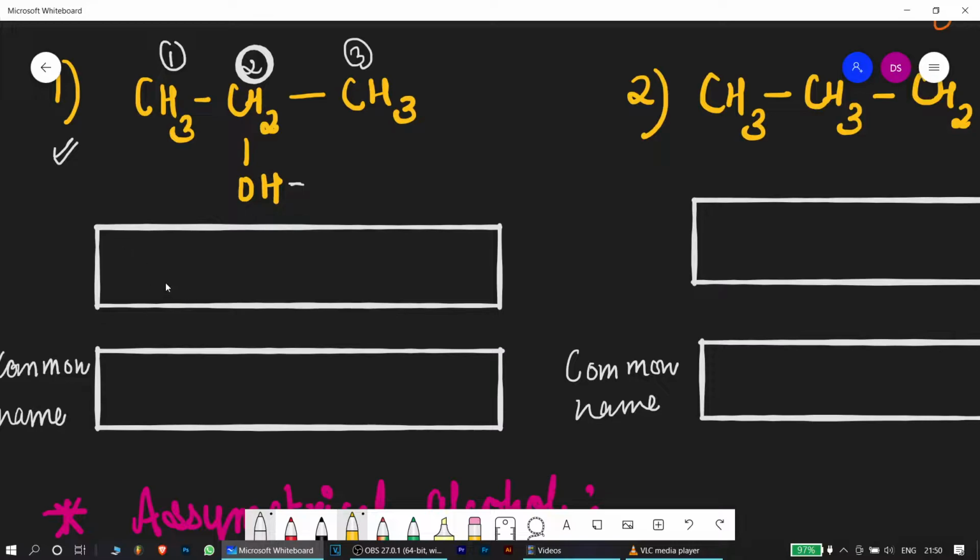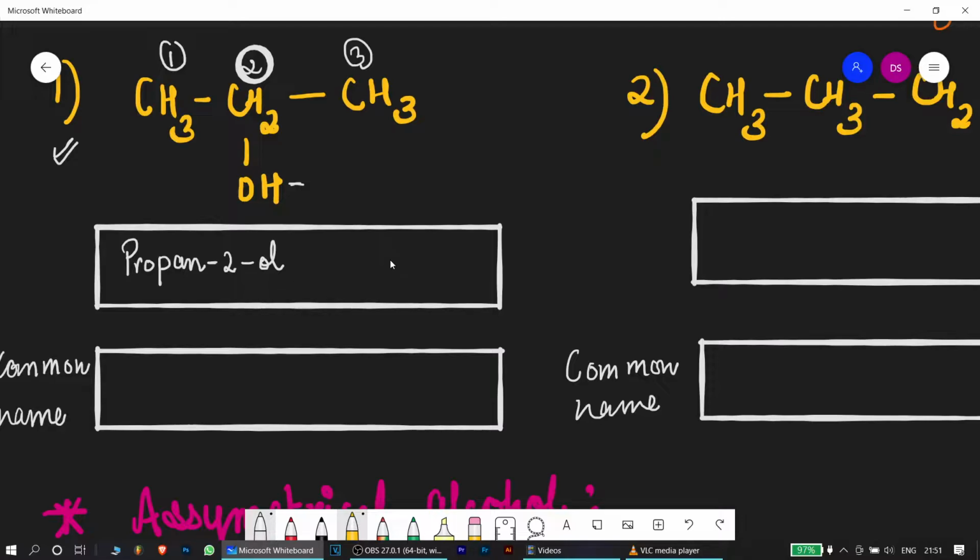So what we are going to do is write the root name, which is prop, and then write the primary suffix, which is ane, without the E, of course, and then write the position of the OH group, right? So what is the position? It is carbon 2, so we will write 2, and then we are going to write ol. So it is propane-2-ol, correct?